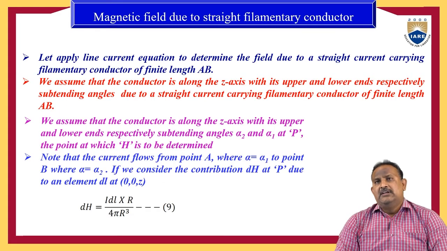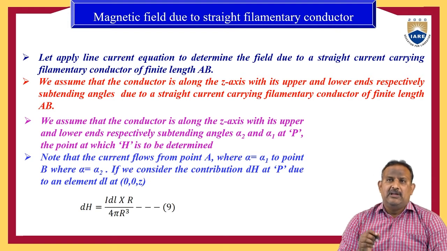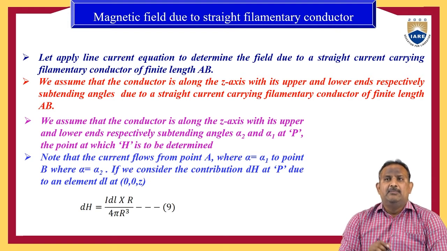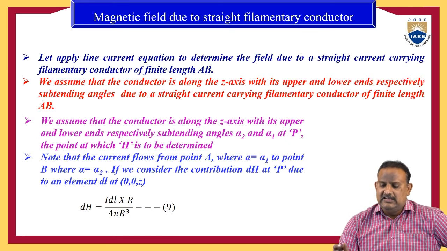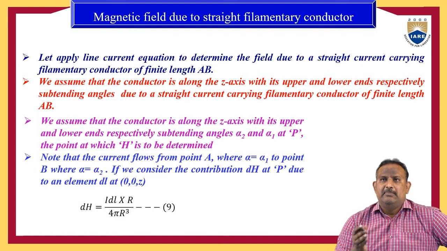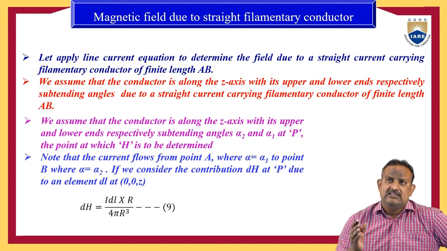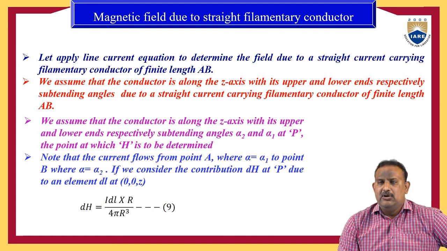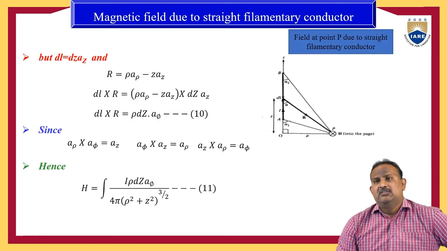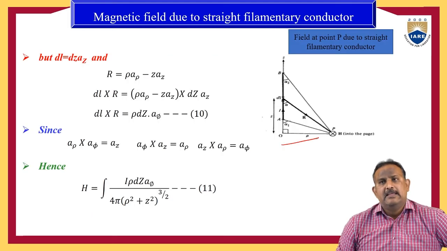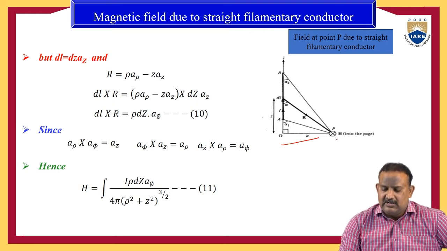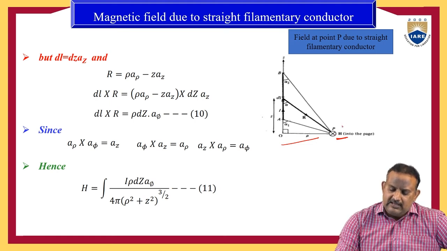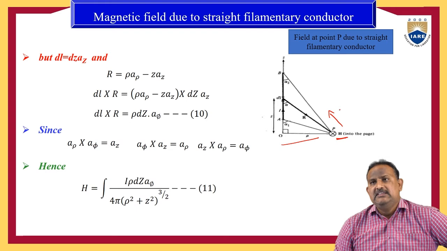Now we'll find the magnetic field by applying the Biot-Savart's law, due to a straight filamentary conductor, or simply a straight line. To find that, let us assume a figure. In the figure, the differential magnetic field, or magnetic field intensity H, is there. Since we are using a cross product, the magnetic field will be directed inward.